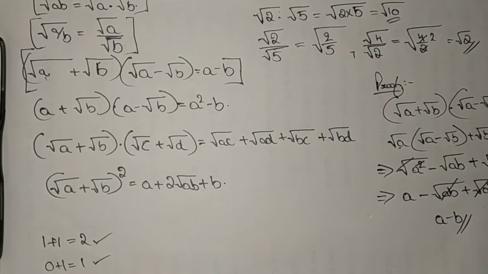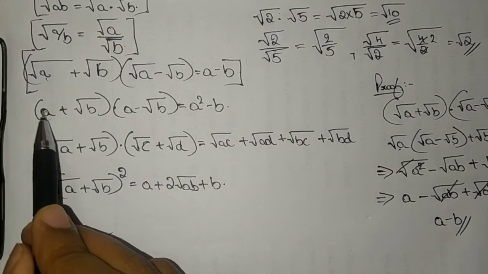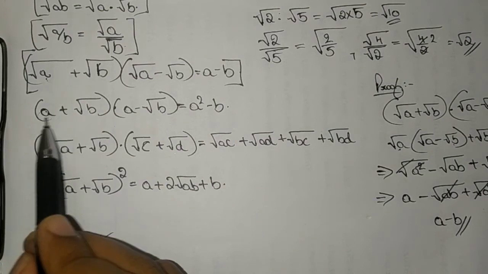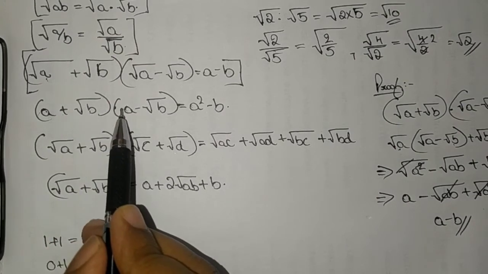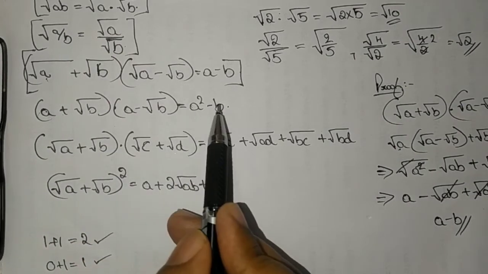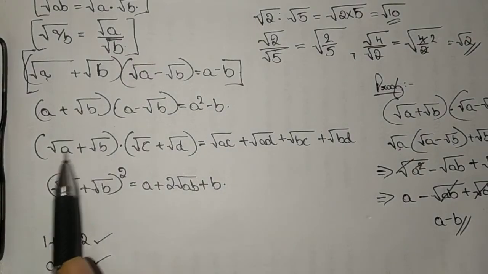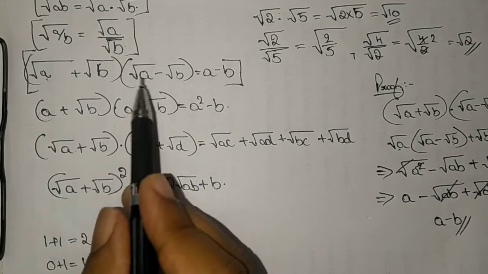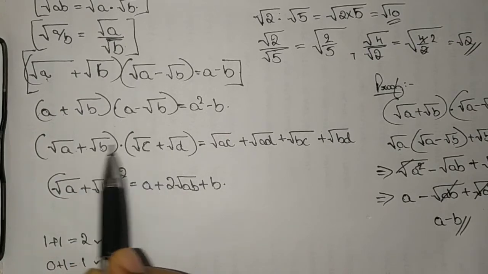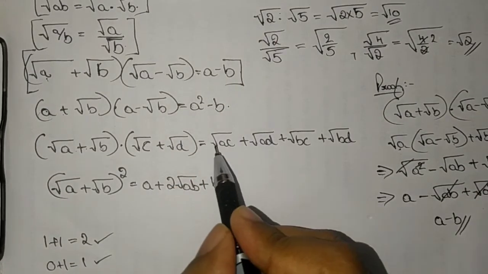Now coming back again, this one such type. Here there is no root to the first number. A plus second number has root into a minus root b gives you a square minus b. Remember, here both the numbers have root, and the difference between this is both the term has positive, both are added. Here one is subtracted, and the answer gives you.